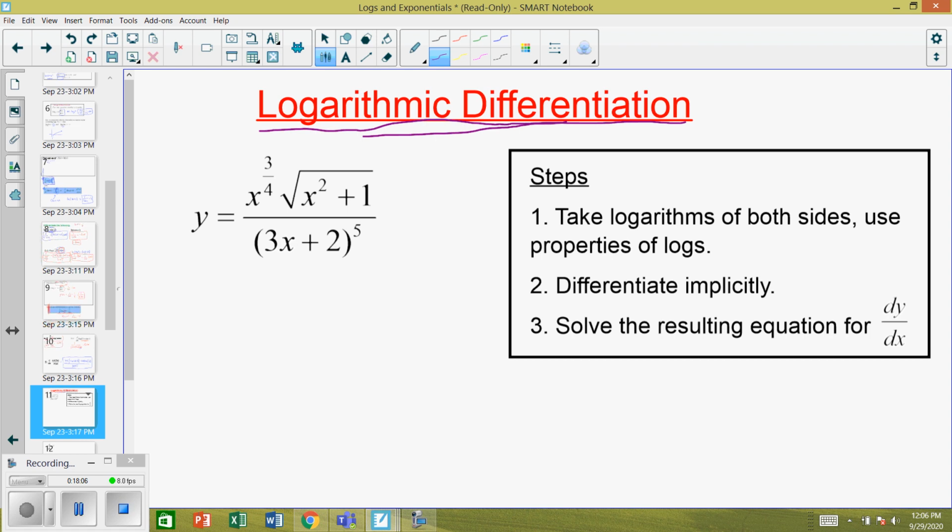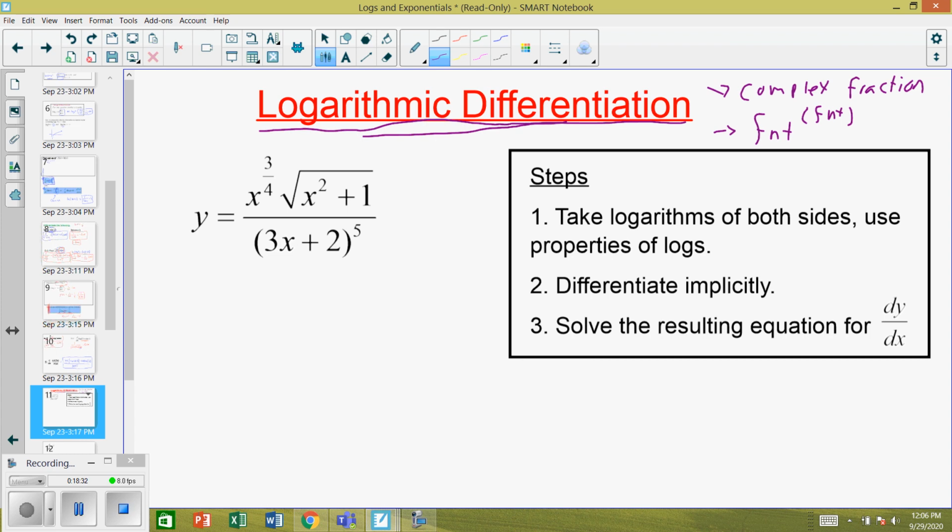Logarithmic differentiation takes what I'll call a complex fraction. I know it's not like the ones we're used to seeing, but by that I mean it's a fraction, or a rational, that has a bunch of different properties going on that logs can help simplify. And there's also another situation where this is helpful: whenever you have a function raised to the power of another function, and that's the second example.